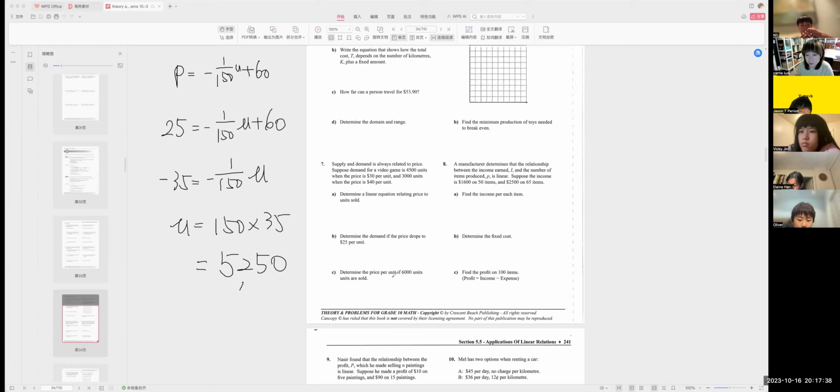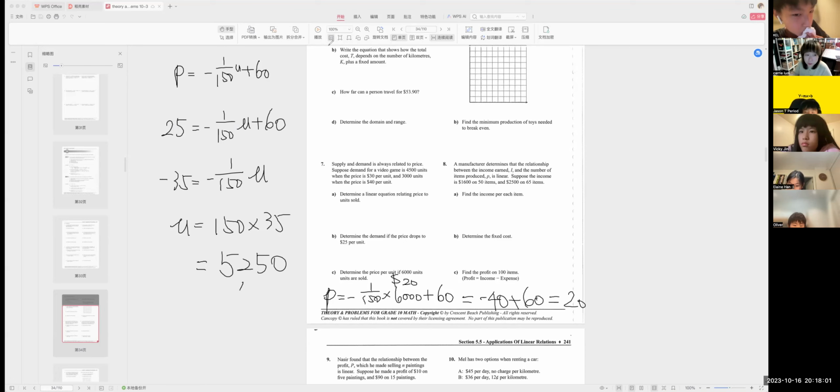Okay, determine the price per unit if 6,000 units are sold. 那 P 等于 -1/150 乘以 6,000 加 60, 对不对？好了, -40 加 60, so equals 20. So the price will be $20 if the 6,000 units has been sold.